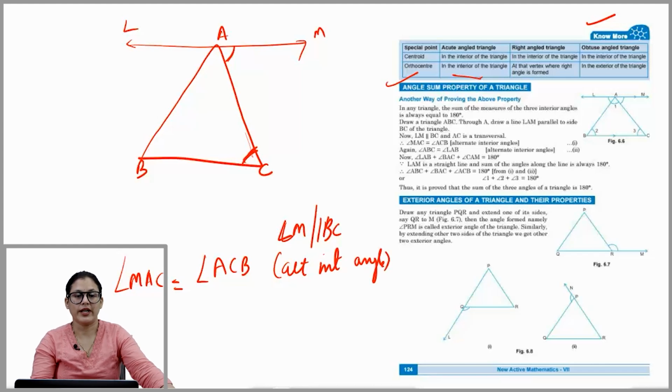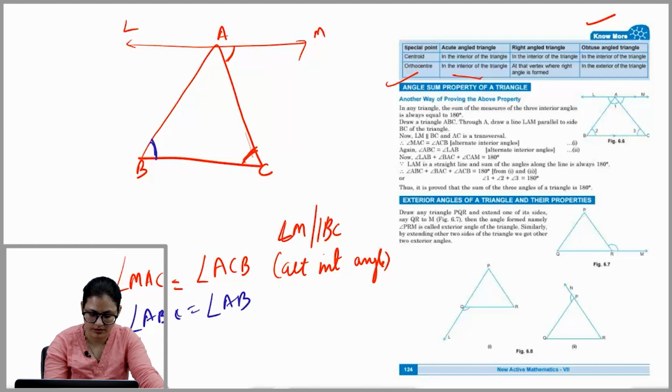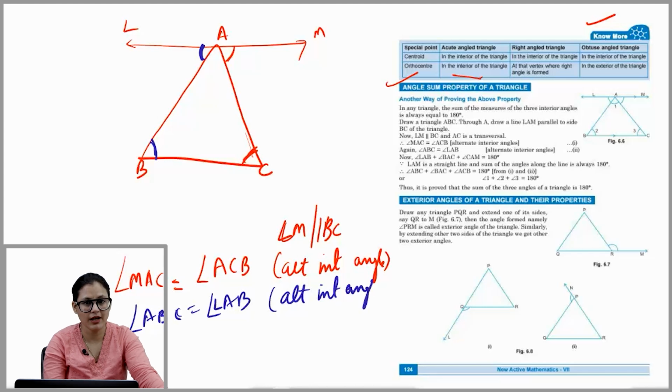Now again, angle ABC is equal to angle LAB, this angle. The reason is the same, alternate interior angles. Now this is equation 1, this is equation 2.